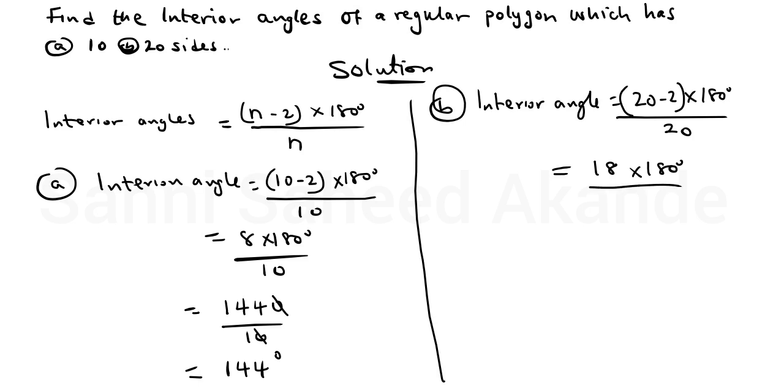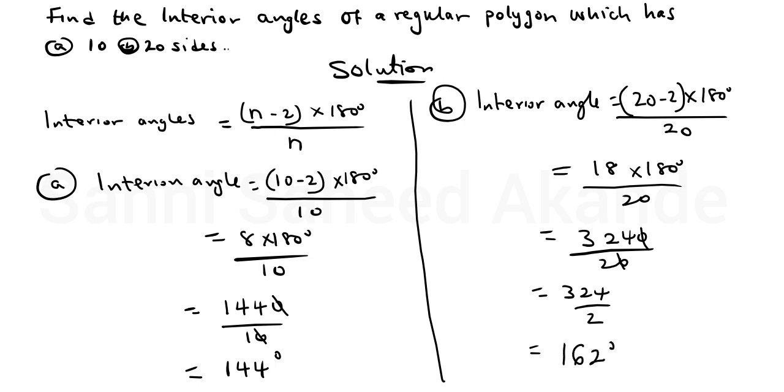20. All right, so 18 multiplied by 180 will give us 3240 divided by 20. This 0 cancels this 0, and we are left with 324 divided by 2, and 324 divided by 2 is 162 degrees. Okay, so this is the interior angle for a regular polygon with 20 sides. Understood? All right, so let's continue.